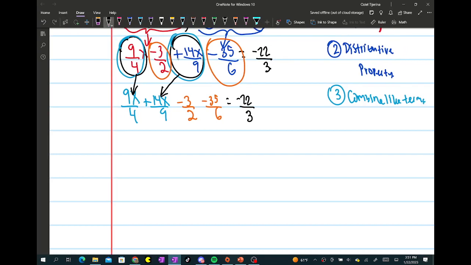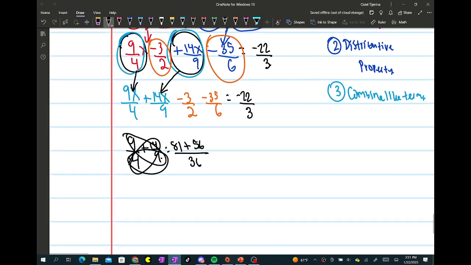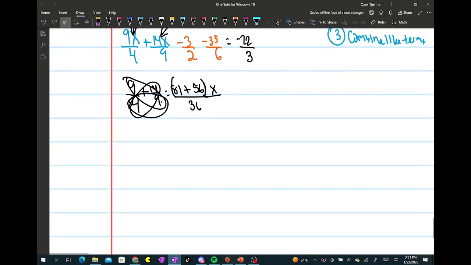So usually the way that I add the fractions is I go ahead and do what is called cross multiplication. So I have 9 over 4 plus 14 over 9. This is going to be 81 plus 56 over 36, which is 4 times 9. And again, this is all being multiplied by x, right? So then we have that, which is what this is over here.